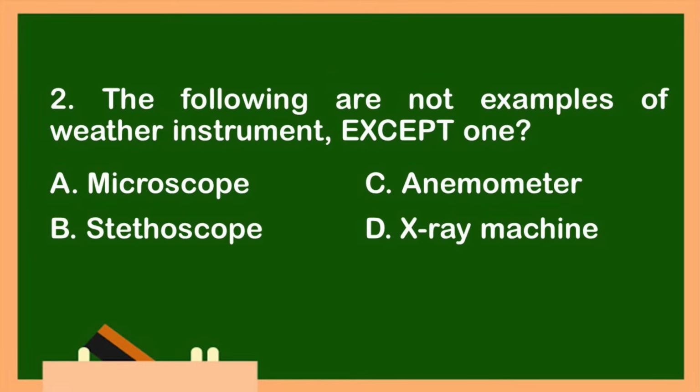Number 2. The following are not examples of weather instrument, except one. A. Microscope, B. Stethoscope, C. Anemometer, D. X-ray machine. Timer starts now. Time's up! What is your answer? Great! It's letter C, anemometer.